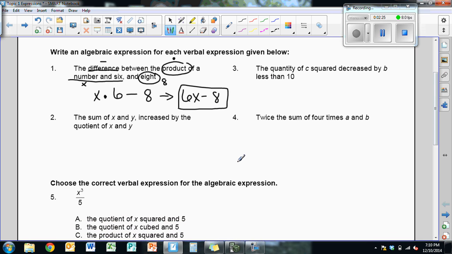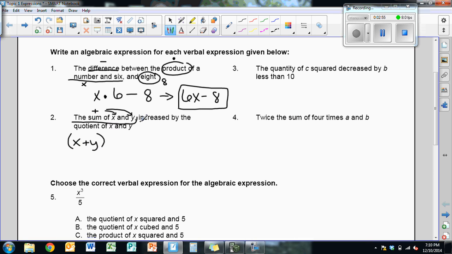All right, number 2. The sum of x and y increased by the quotient of x and y. Again, let's break it down. We have the sum of x and y. This is grouped together by this comma, so let's deal with that. The sum tells us we're adding x and y. So we have x and y being added together as a group. To group it, we need to put it in parentheses.